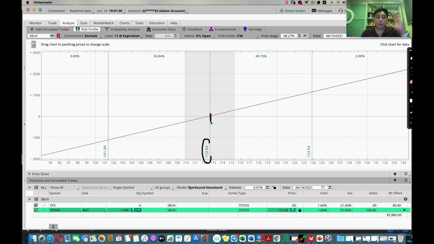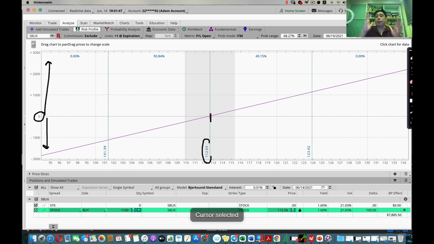Now, on the y-axis, you can see the profit and loss. So this is break even. Anything above that is profit, and below that is loss. On the x-axis, you have got the stock price. So right now, the stock price is 112.56, right?